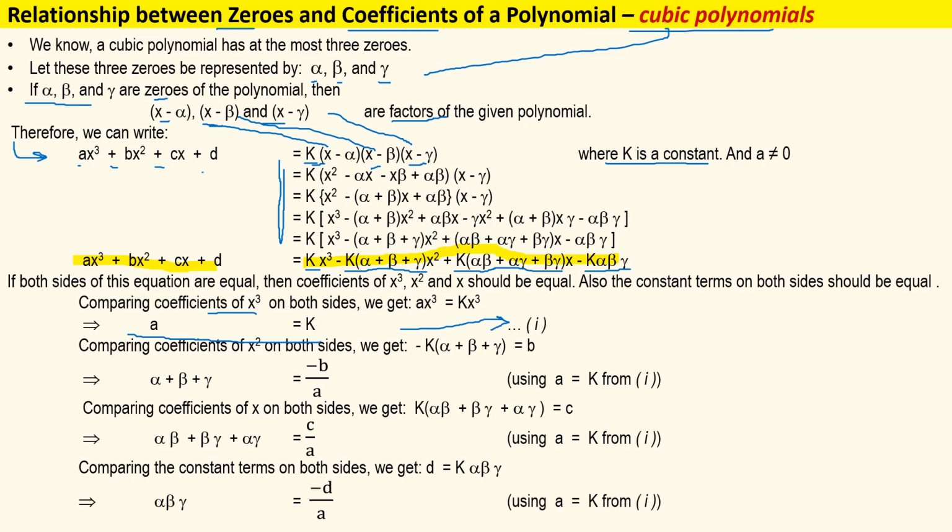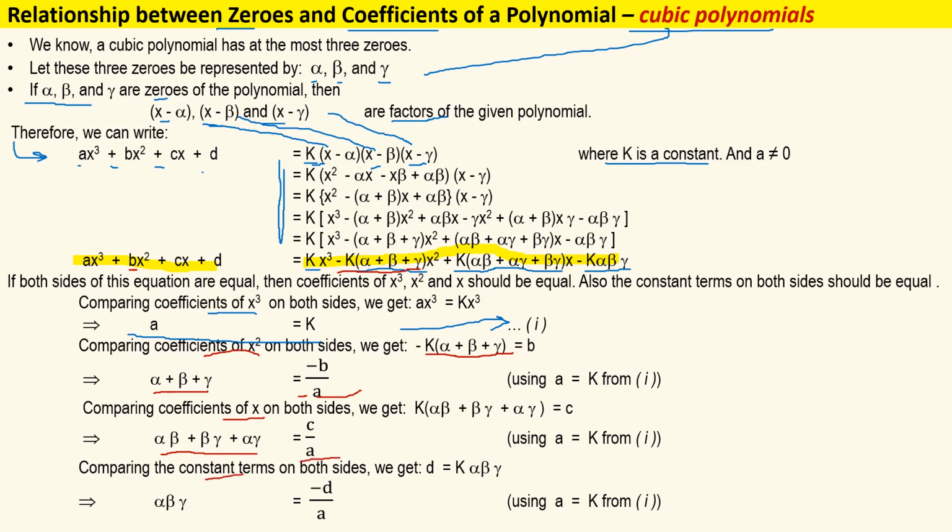Similarly, if we were to compare the coefficients of x square on both the sides, we notice that on the right hand side the coefficient of x square is minus k times (alpha plus beta plus gamma), and on the left hand side the coefficient of x square is b. So if we put them both equal to each other, we get alpha plus beta plus gamma is equal to minus b by a. Similarly, comparing the coefficients of x, we get alpha beta plus beta gamma plus alpha gamma is equal to c by a.